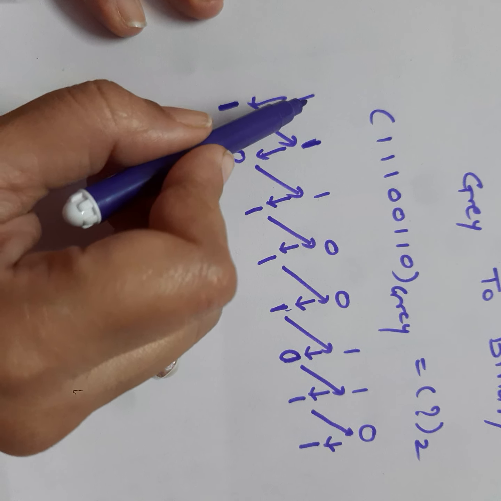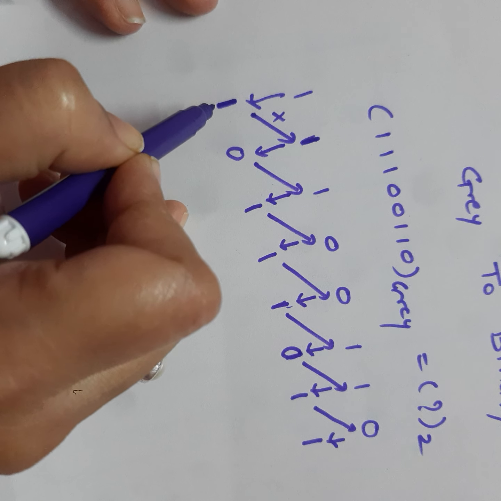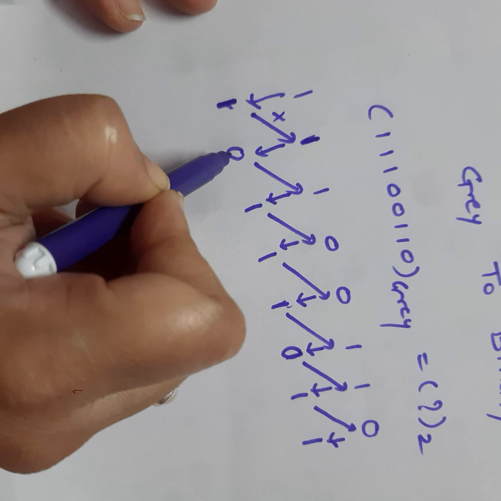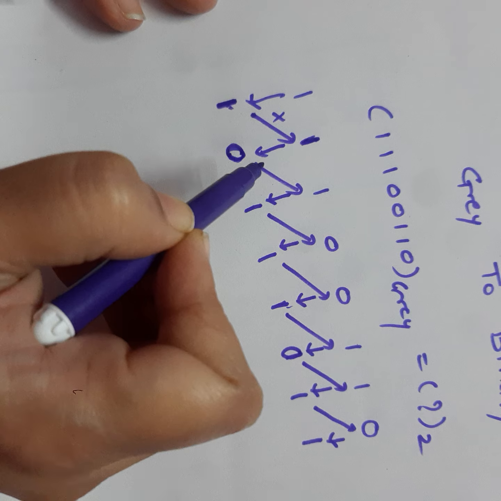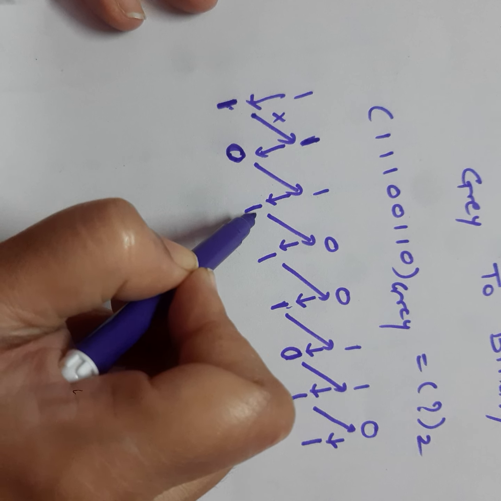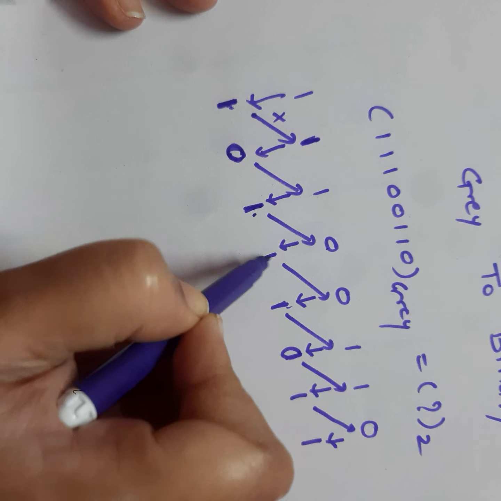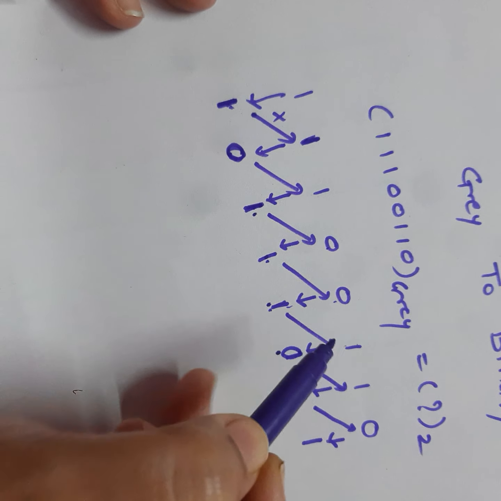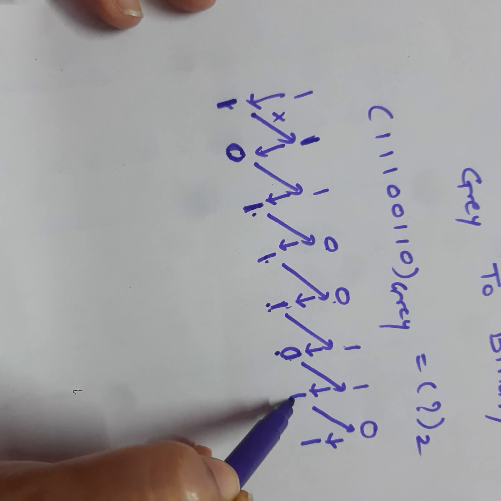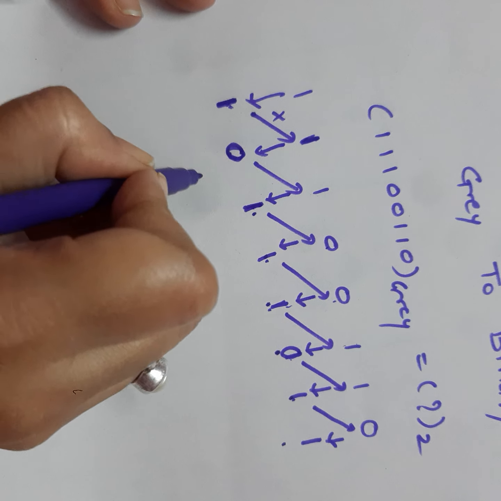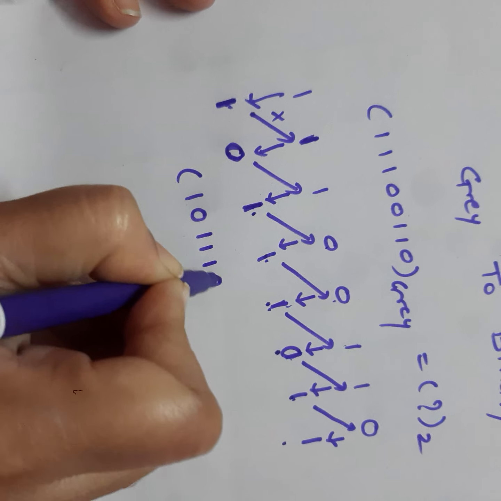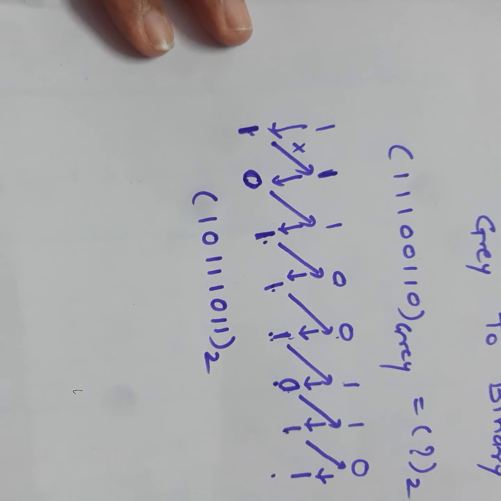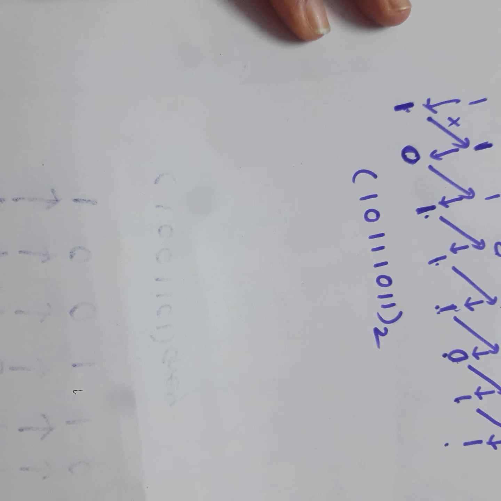What I have done here: I wrote the first 1 as it is. Then I added this 1 with the next bit. So 1 plus 1 is 0 and carry 1, and that carry has to be neglected. Then 0 plus 1 is 1. Okay, 1 plus 0 is 1, 1 plus 0 is 1, 1 plus 1 is 0 with carry 1, so carry 1 has to be neglected. 0 plus 1 is 1, 1 plus 0 is 1. So this is my answer, 10111011. That is my binary number. This is how you are converting gray to binary.